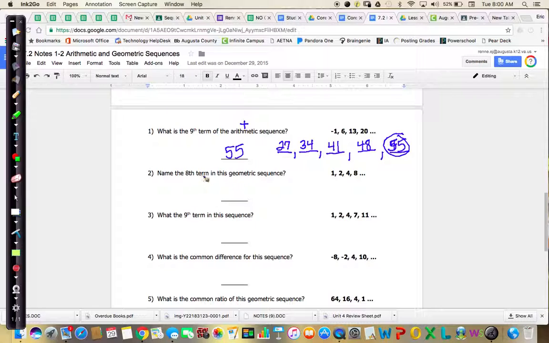Okay, the next question says, name the 8th term in this geometric sequence. So I know geometric means multiplying, so I'm going to look for a multiplication pattern. And I'm going to look for the 8th term. So I have 1, 2, 3, 4. I need 5, 6, 7, 8. So how do I get from 1 to 2? With multiplication, times 2. Is 2 times 2 4? It is. Is 4 times 2 8? It is. So I know the pattern is times 2. So 8 times 2 is 16. 16 times 2 is 32. 32 times 2 is 64. And 64 times 2 is 128. So I know that my 8th term here is 128.